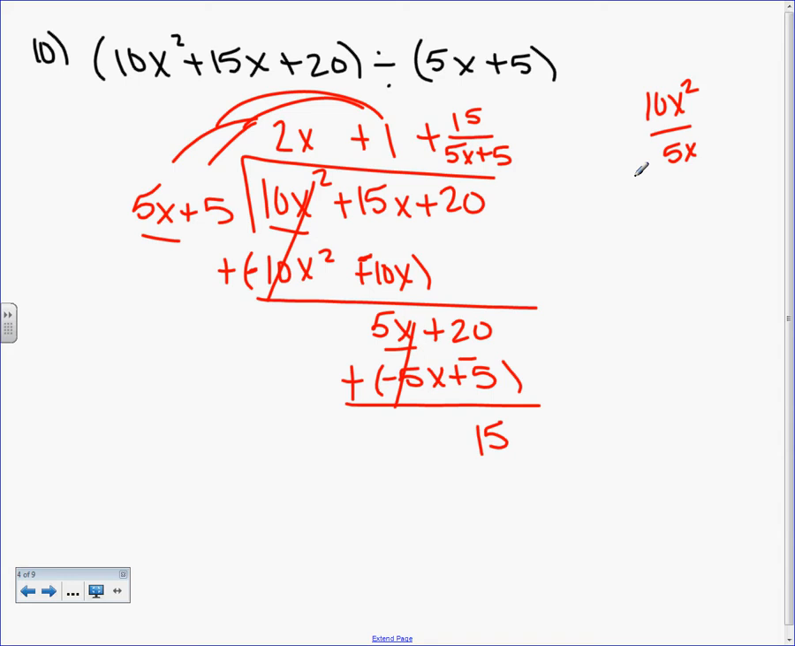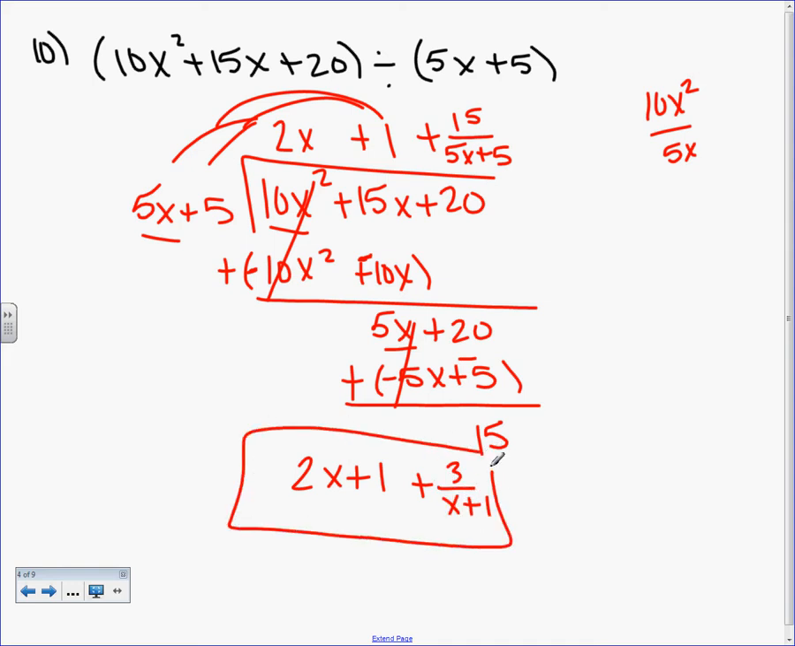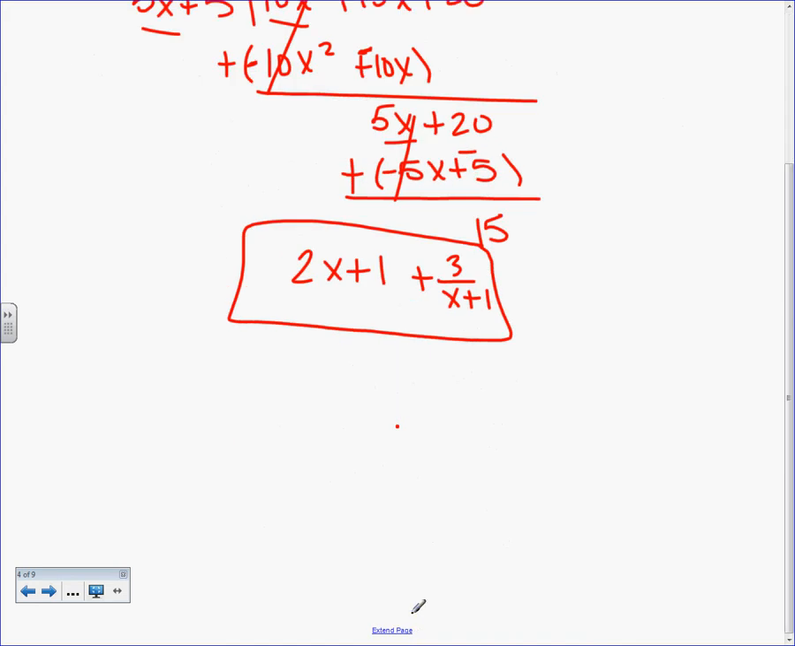You should feel like we're close, but we're not done. Why are we not done? Wouldn't that reduce? Right? What goes in all three of those evenly? 5. So we get 2x plus 1 plus 3 over x plus 1. You guys see that? Now we're done. That's full credit answer.